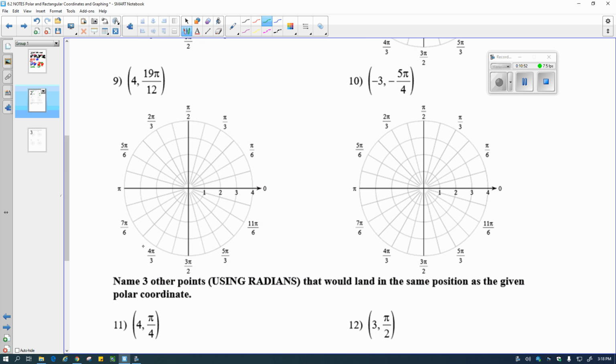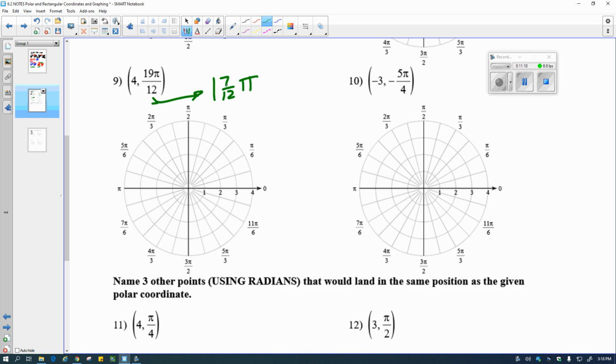For number 9, I look at this 19 pi over 12. That's not a family member, but I can still get there. We've sketched graphs of angles like that before that weren't regular family members. Remember, 12 goes into 19 one whole time. That leaves me with 7/12 pi.